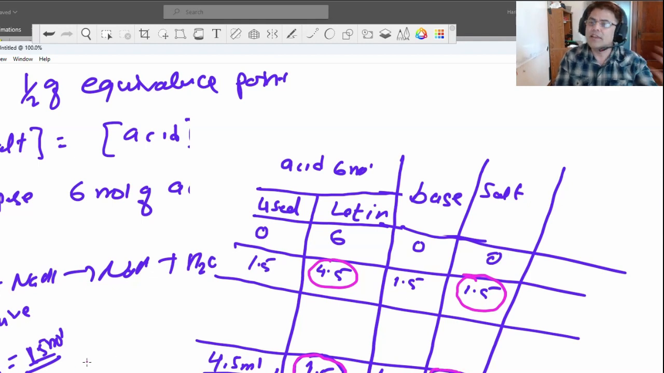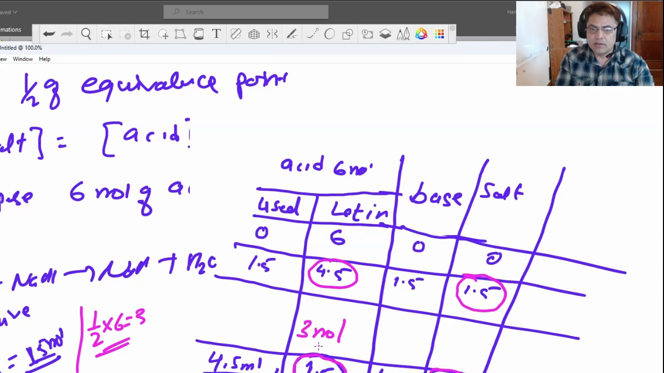What about at the half equivalence point? At the half of the equivalence point, half of 6 is equal to 3, right? It means that if 6 mole is there, then 3 mole will be used and 3 mole will be left. And how much base will you add? 3 mole you will add, because you are neutralizing 3 mole. And how much salt is formed? 3 mole salt is formed.